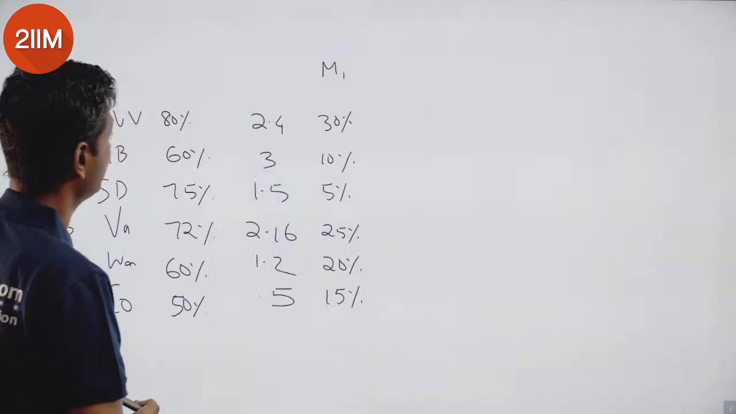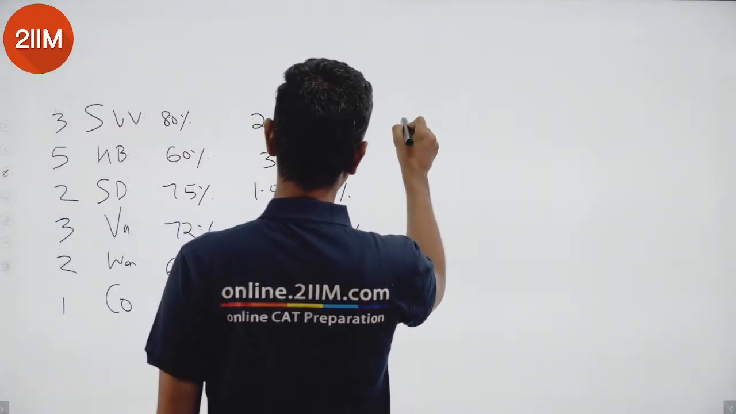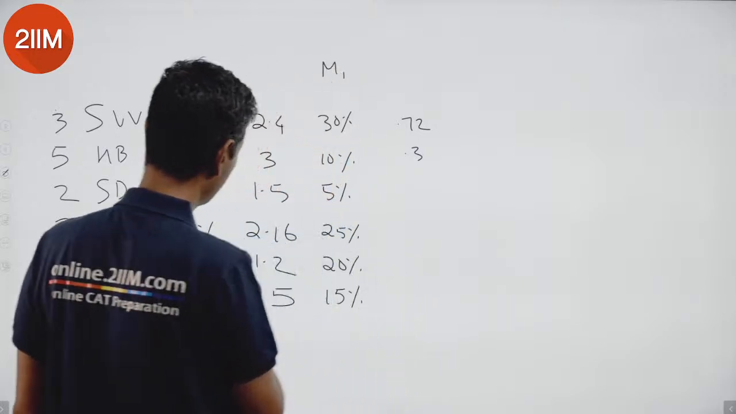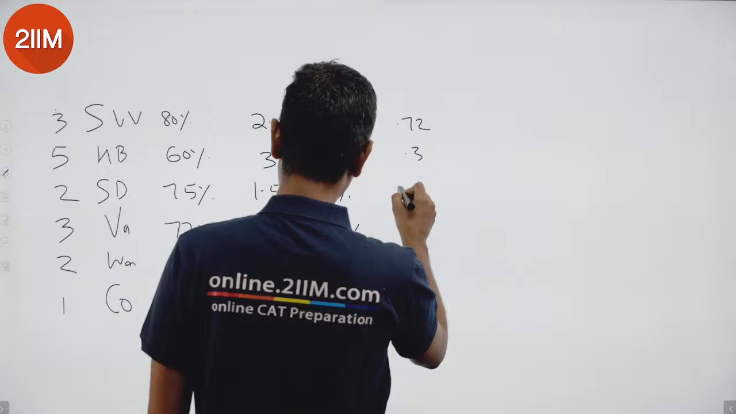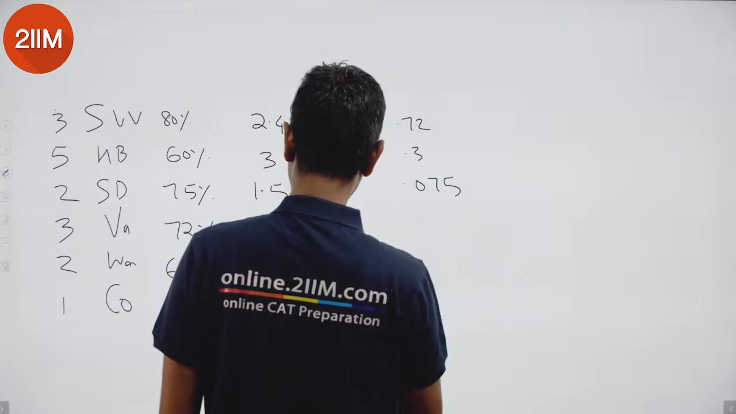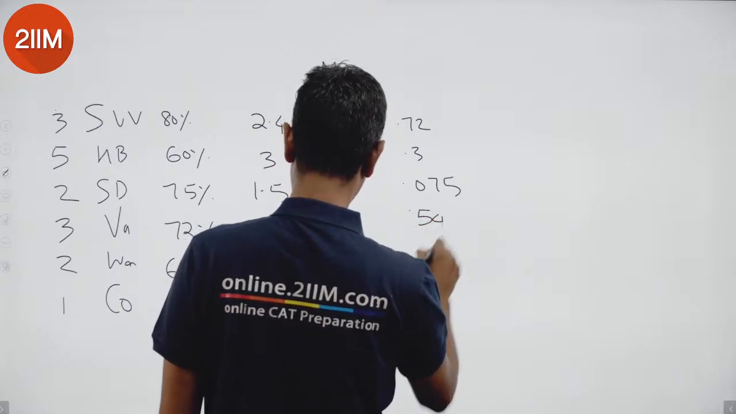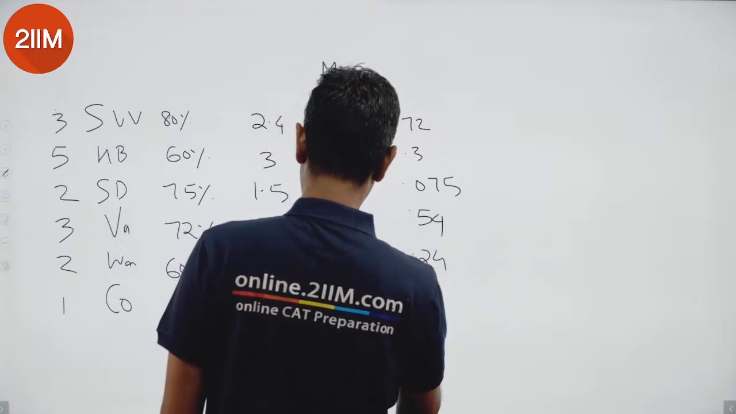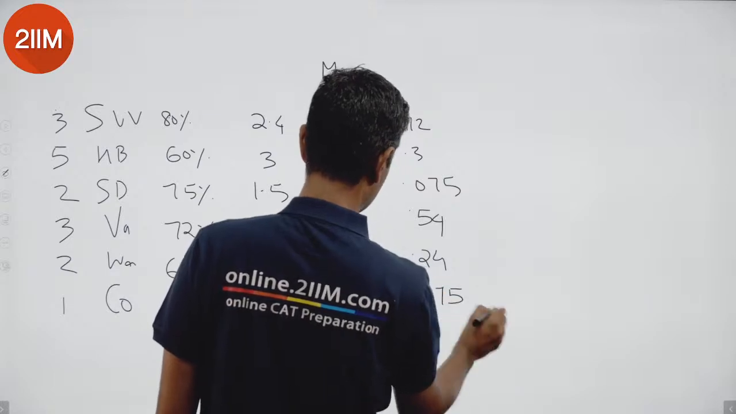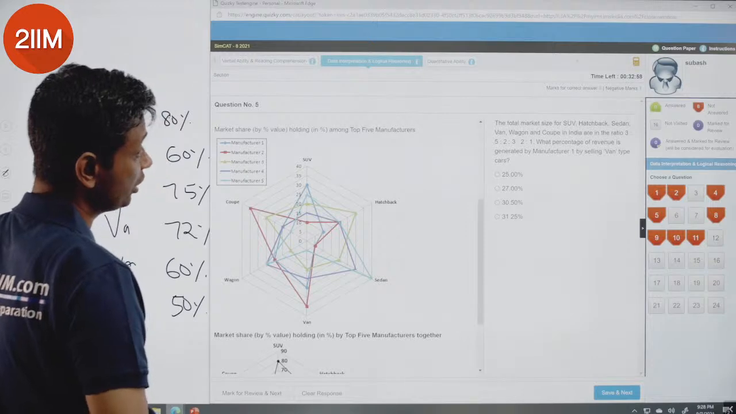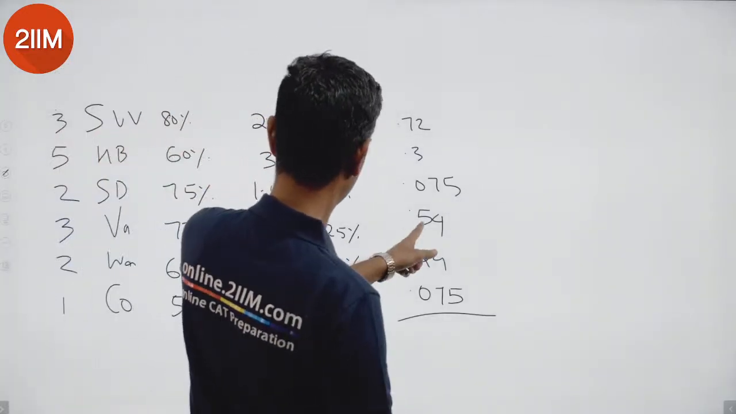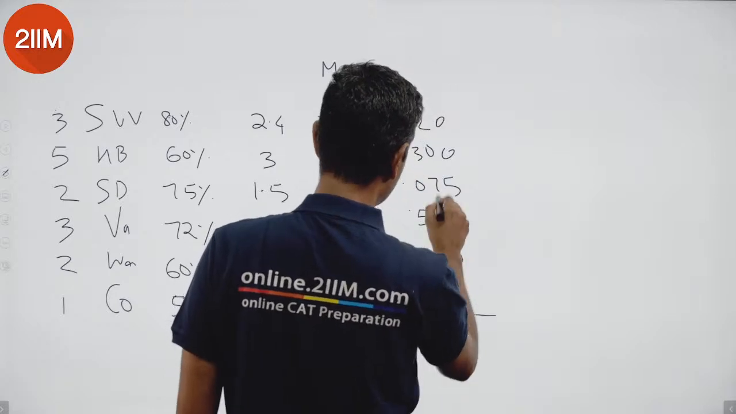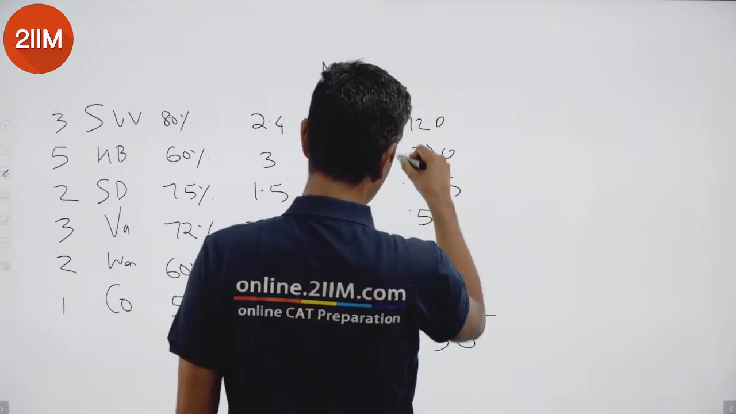Lovely, lovely, lovely. 30% of 2.4 is 0.72, 10% of 3 is 0.3, 5% of 1.5, which is negligible, 0.075, 25% of 2.16 is 0.54, 20% of 1.2 is 0.24, 15% of 0.5 is 0.075. Small numbers, nice. So what percentage is by van type of cars? Van is 0.54. What is it as a share of overall? Let's do this. Let's get this done. 5 plus 5 is 0. 1, 8, 12, 16, 23, 25, 5, 2, 9, 12, 14, 19.